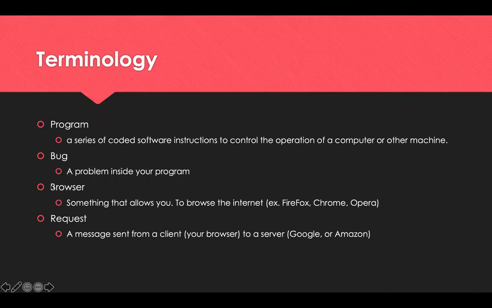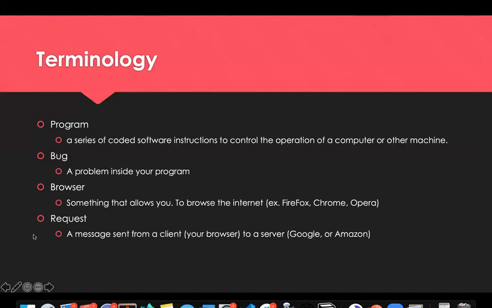And then what is a browser? It's something that allows you to browse the internet, for example Firefox, Chrome, Opera, one of those. For example, I use Firefox, and that's when you go to google.com. That's an internet browser, or browser. And we'll go more into how a browser plays a role in programming and web development later.